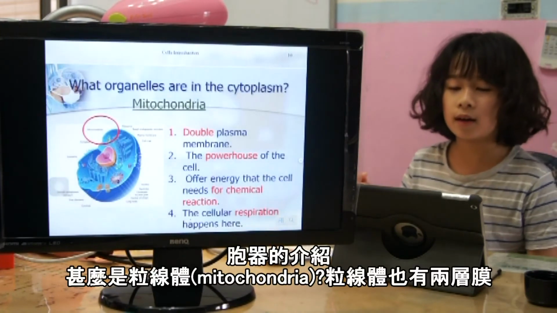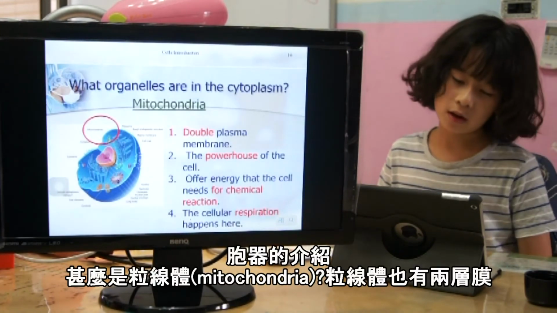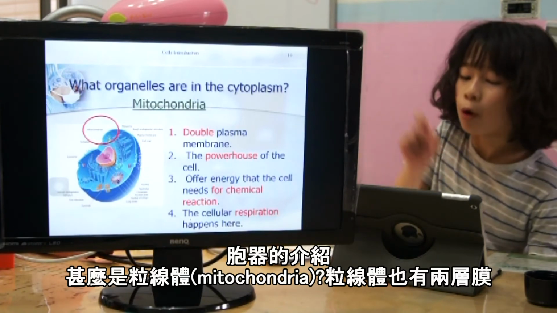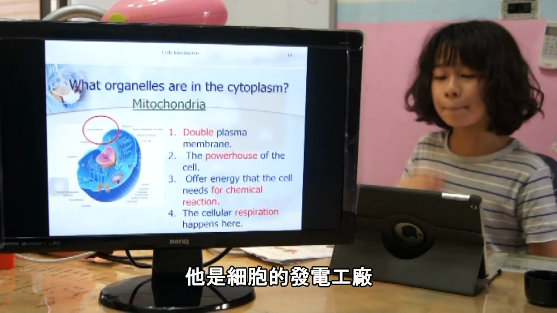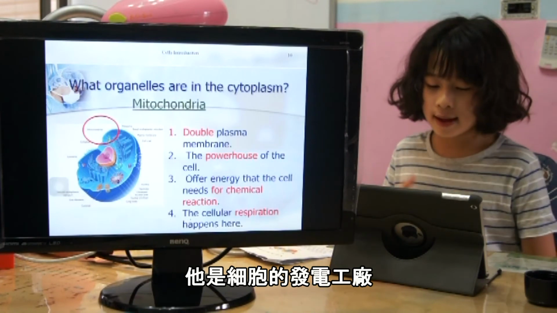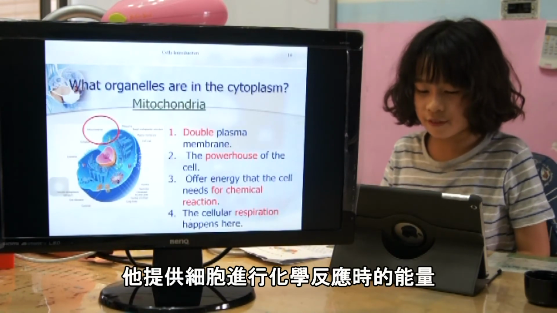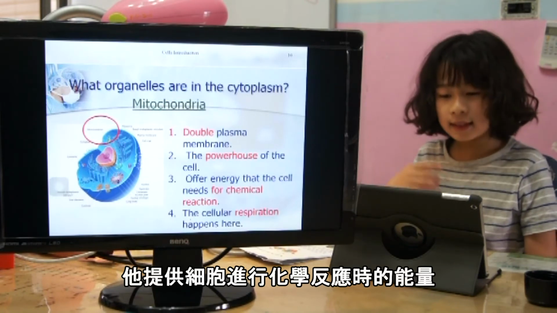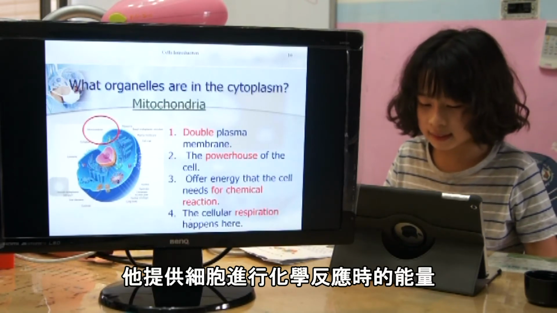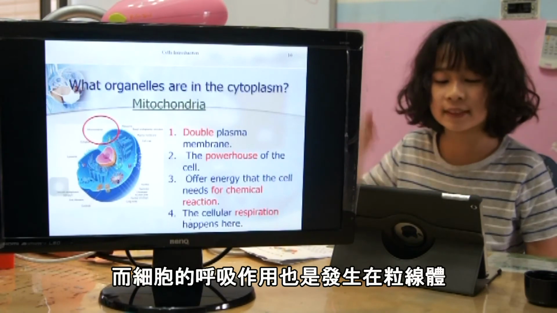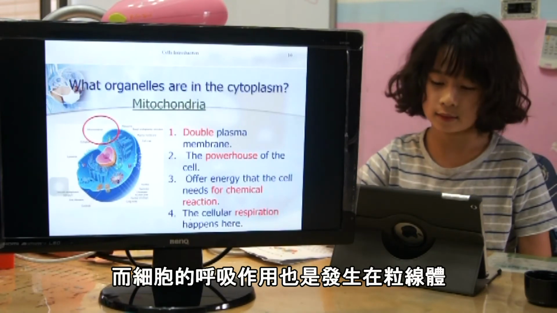What is mitochondria? Mitochondria have a double plasma membrane. It's like a powerhouse in the cell, and it allows the cell to have chemical reactions. And cellular respiration happens in the mitochondria.